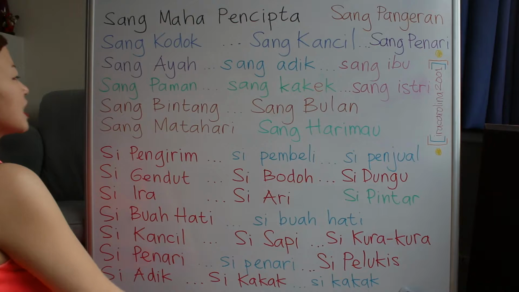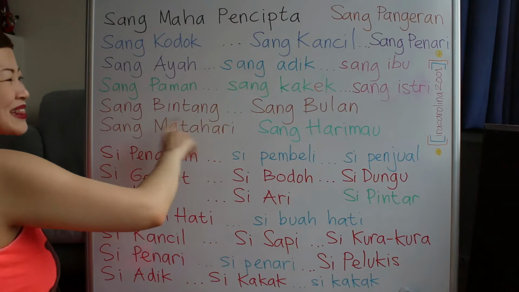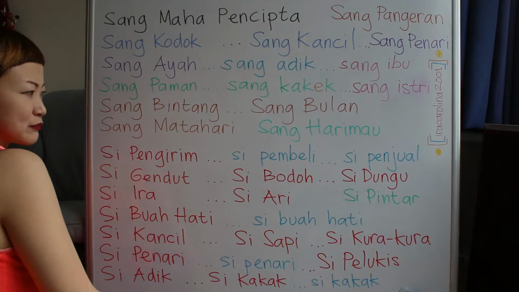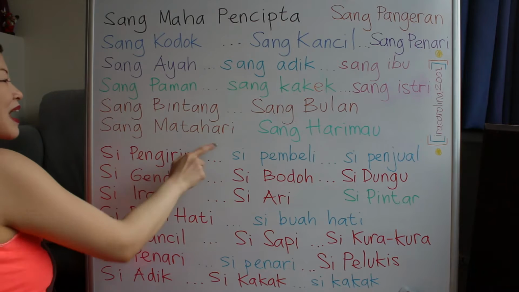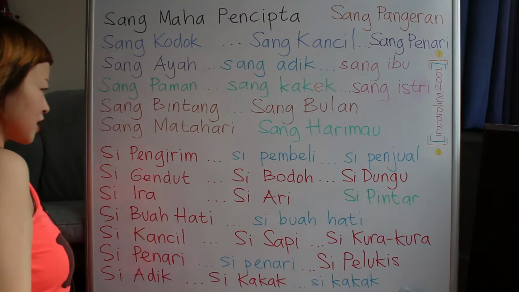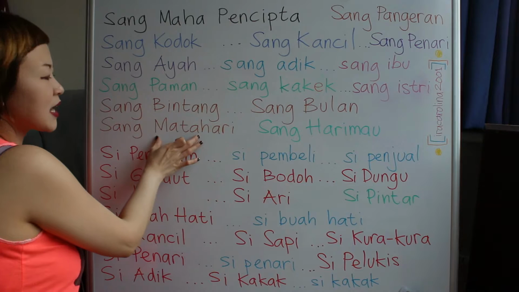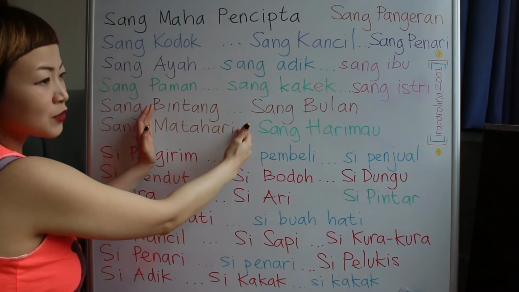Sang bintang, the star. Bintang, star. Sang bulan, the moon. Sang matahari, the sun. Bulan, moon. Matahari, sun. Matahari is sun, even though it is one word. But if you look, mata is eye, hari is day. This is eye, this is day. But together, as one word, it becomes sun, matahari.